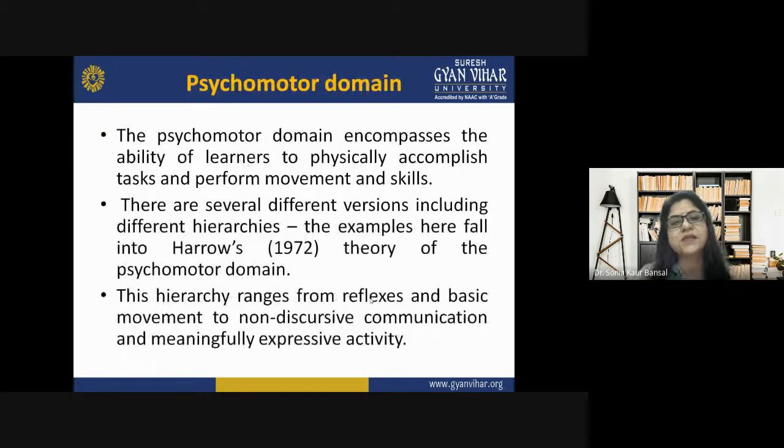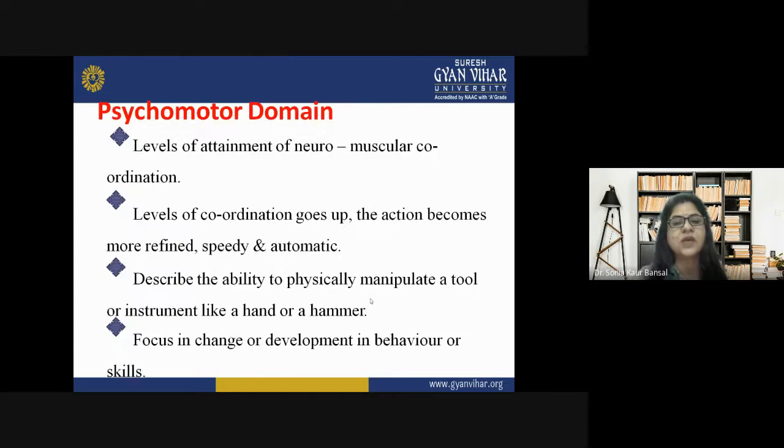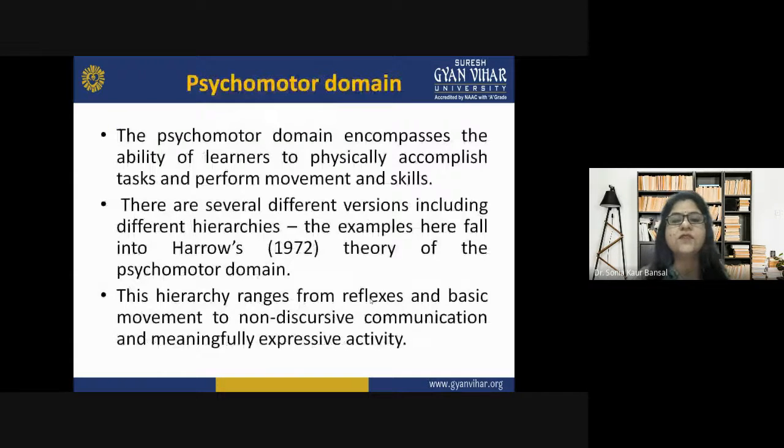Now, students, let's understand the psychomotor domain in detail. The psychomotor domain encompasses the ability of learners to physically accomplish tasks and perform movements and skills. There are several different versions including different hierarchies, and the examples here fall into Harrow's theory of the psychomotor domain. This hierarchy ranges from reflexes and basic movement to non-discursive communication and meaningfully expressive activity.